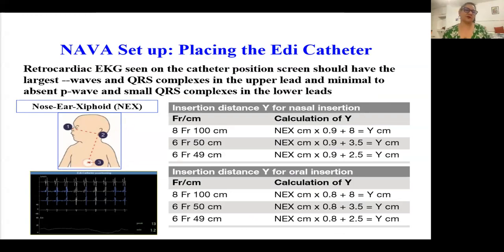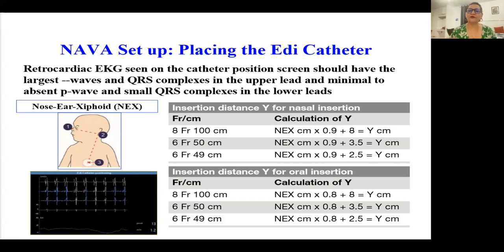There is a retrocardiac EKG which is seen on the catheter position screen. This is the positional screen. At the topmost, there is a wave and QRS complex which is the largest, and at the bottom you have the smallest, and in between you have a medium-sized one. The color in between is blue. I will talk about it later, but that's how it is seen.